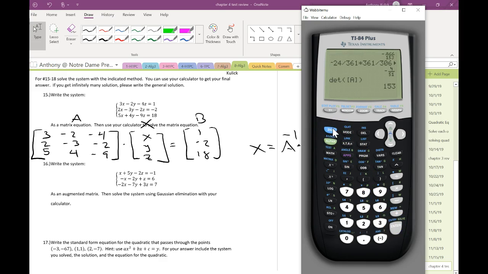I'll exit out to the main screen, and I'll do A inverse times B. So I get this, and if I wanted these as fractions instead, I can press the math button and then select the fraction command, and it'll give it to me as fractions.